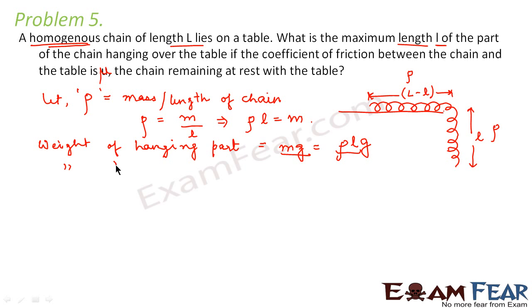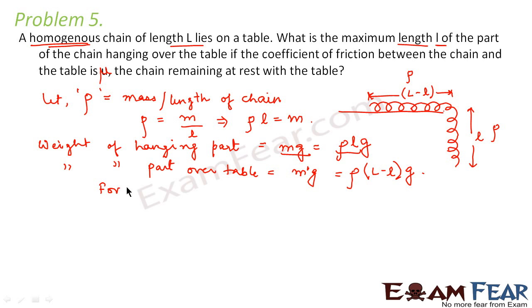Now similarly, we'll calculate the weight of the part which is lying over the table. For this part, this will again be m dash g. So what will be the mass of this part? It would be rho into the length of this part, capital L minus small l, into g. So we calculated the weights of both the hanging part as well as the part over the table.